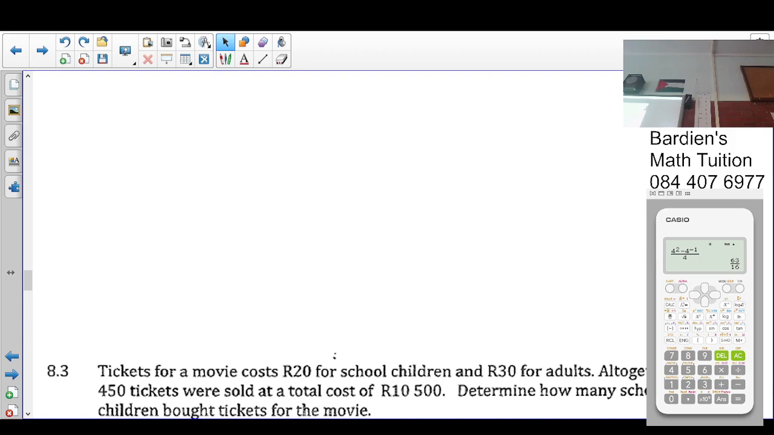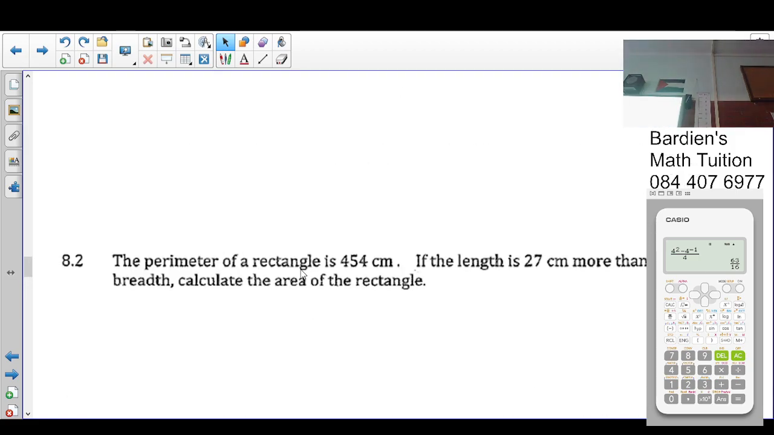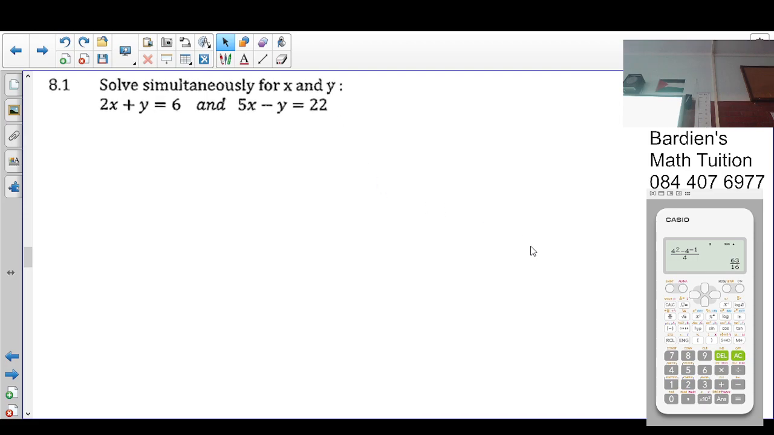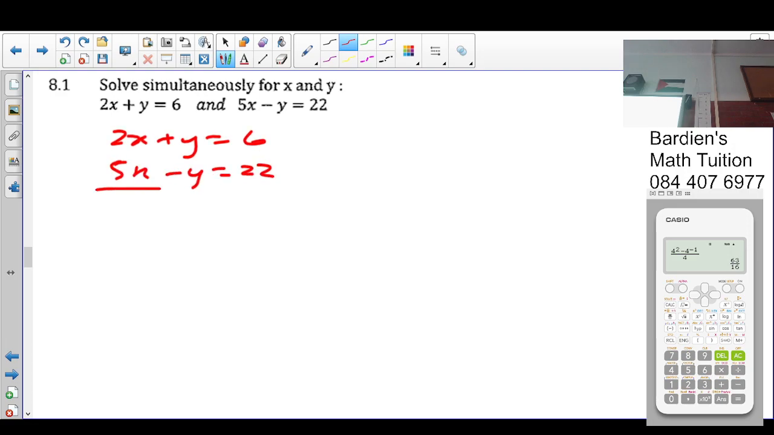Yes. As promised, we're just going to wrap this up quickly. So in 8.1, the question says solve for x and y simultaneously. One of two ways: I can either do it by elimination or by substitution. So I'll just put one over the other, so it's elimination. Minus y is equal to 22. So we add: 2x plus 5x is 7x. That of course cancels. 6 plus 22 is 28.